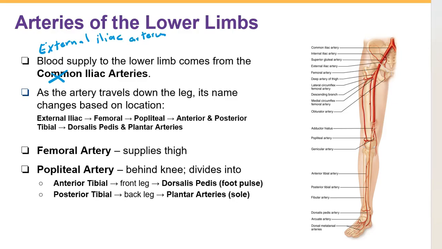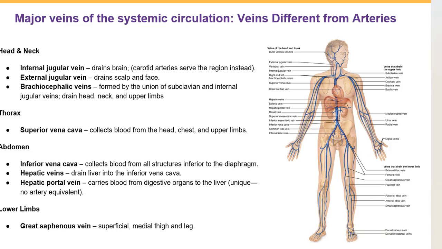Okay, and then as this external iliac artery travels down the leg, its name changes based on location. When it travels to the thigh region, it's called the femoral artery. When it goes behind the knee, it's called the popliteal artery. And then the popliteal artery behind the knee divides into the anterior tibial and posterior tibial arteries, passing to the front and back of the leg. And then each makes the dorsalis pedis artery and plantar arteries at the dorsal and plantar surfaces of the foot. And now let's take a look at the major veins of the systemic circulation.